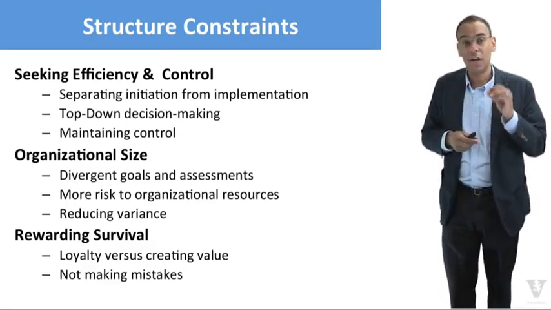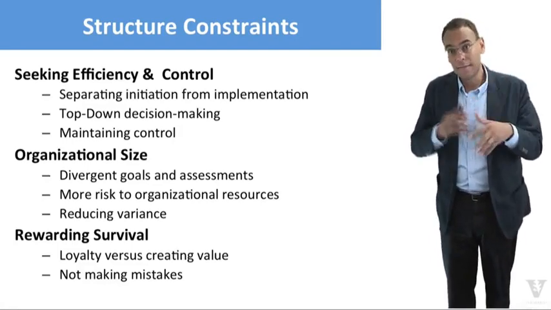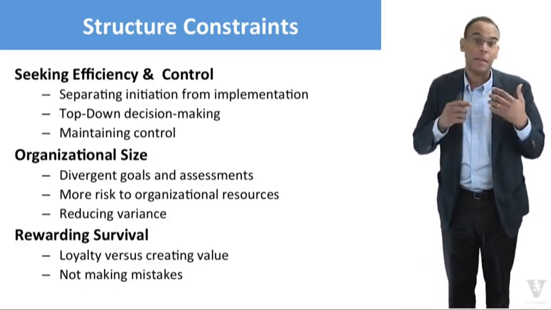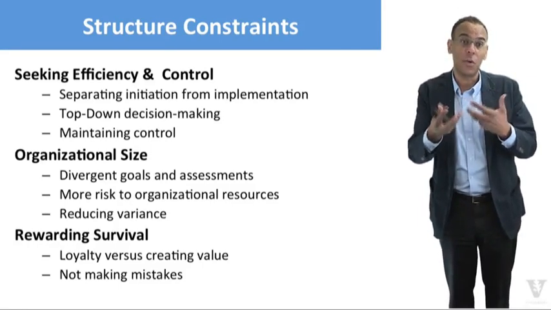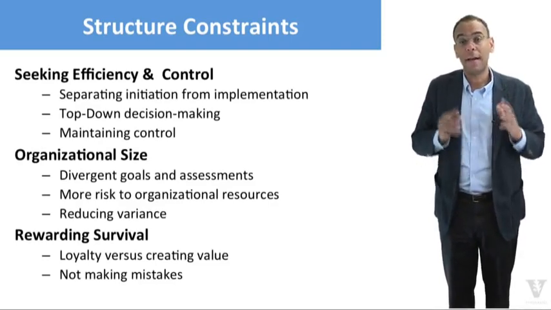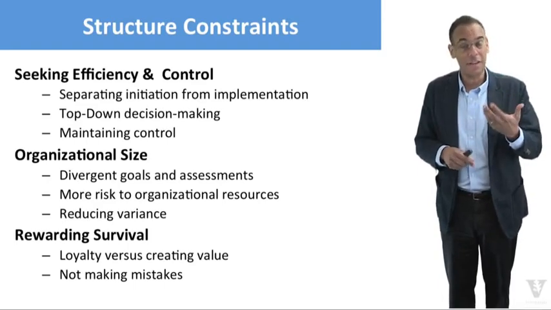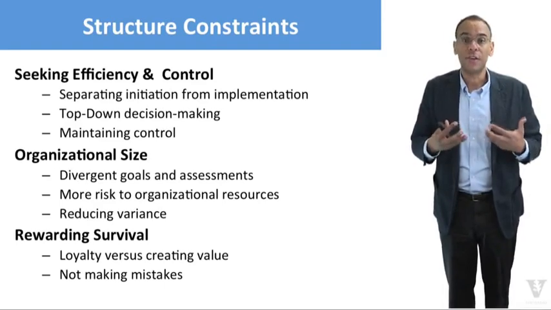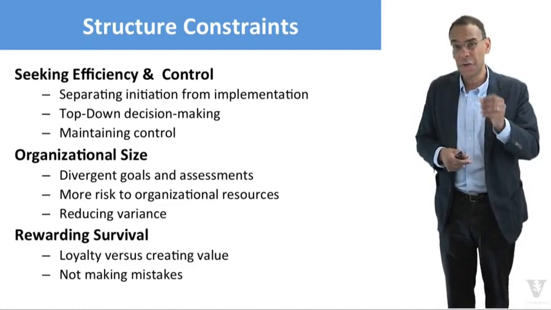Size is the next one. We talked about organizational size, and how having too many people creates all these divergent opinions about where we should go, different goals, different assessments. More people want to have a say. They want to have a vote in the innovation going forward. That's a problem. We may also have a larger risk to organizational resources. If my organization employs 100,000 people, there's a lot of risk in making an innovation that doesn't work. And so the size itself creates more risk that makes us less willing to entertain risky ideas.